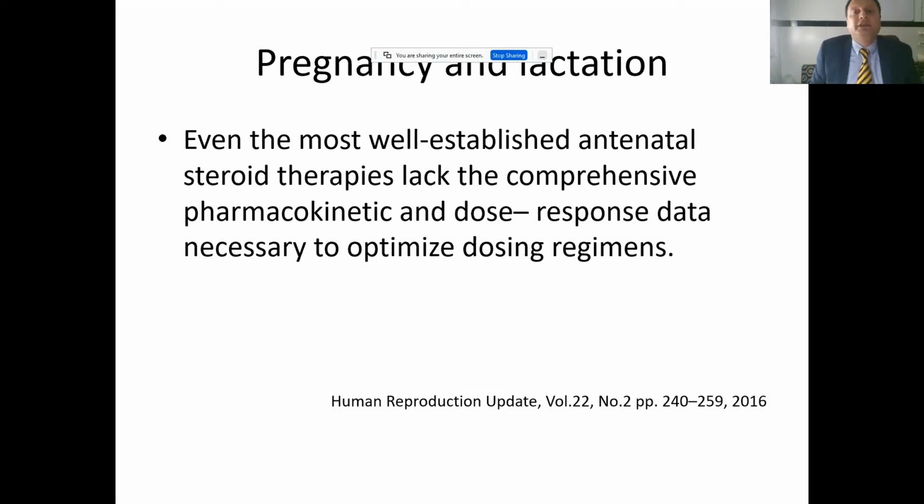Pregnancy is one of the most important areas, and lactation. We come across young ladies who will have a gestational situation, and they might be lactating as well, because as you are aware, rheumatic diseases are quite common in young ladies. So we must be aware of this. Even the most well-established antenatal steroid therapies, however, lack the comprehensive pharmacokinetic and dose response data necessary to optimize dosing regimens.